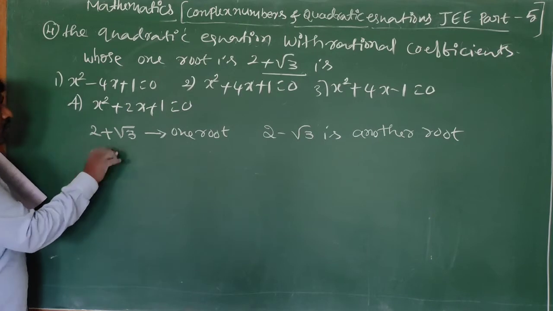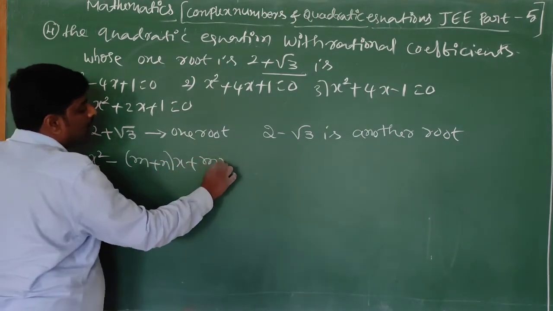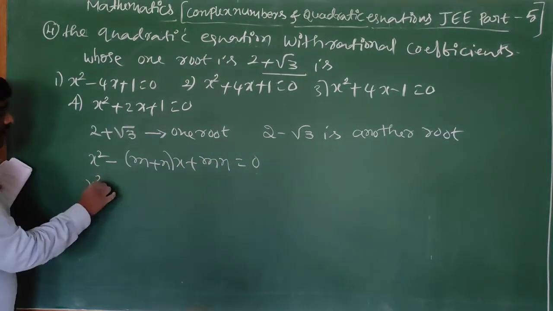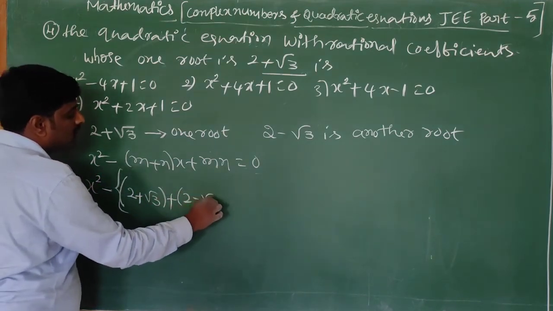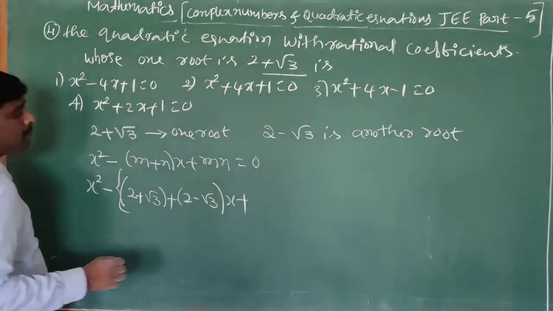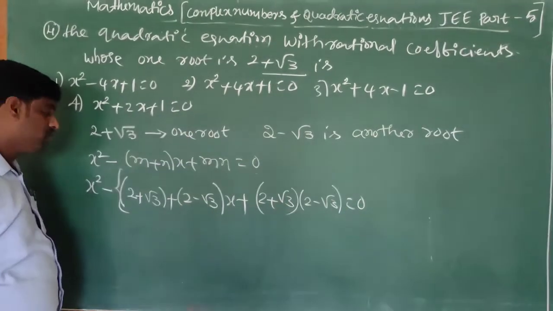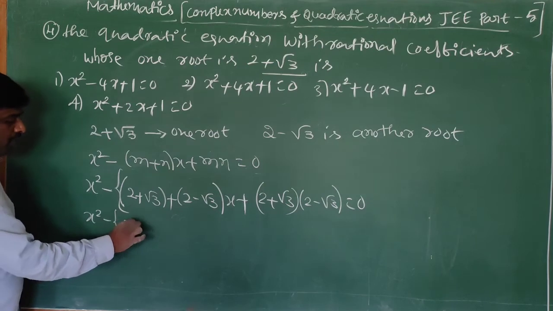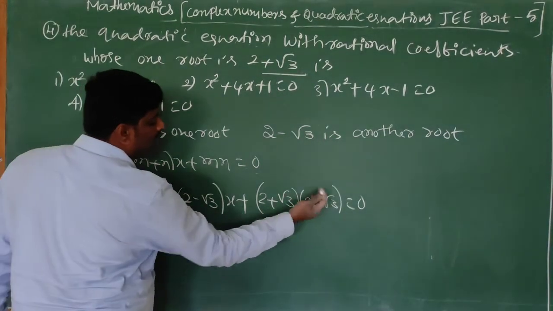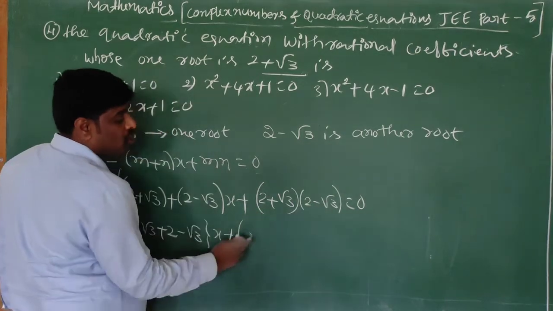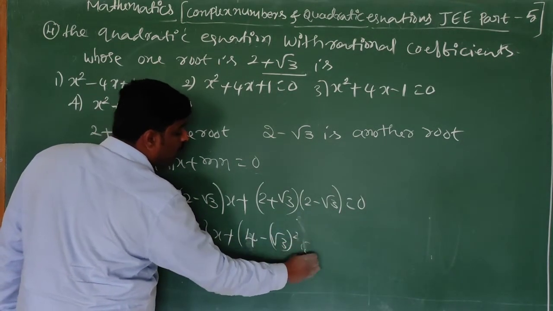Okay, so now forming the quadratic equation: x square minus of m plus n x plus mn is equal to 0. x square minus, what is m value? 2 plus root 3 plus 2 minus root 3 of x plus mn, 2 plus root 3 into 2 minus root 3 is equal to 0. a plus b into a minus b is 2 square minus root 3 whole square, that is 4 minus root 3 whole square is equal to 0.